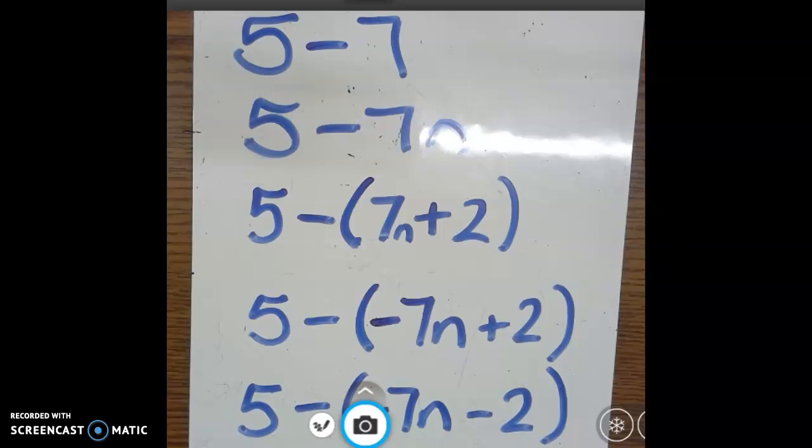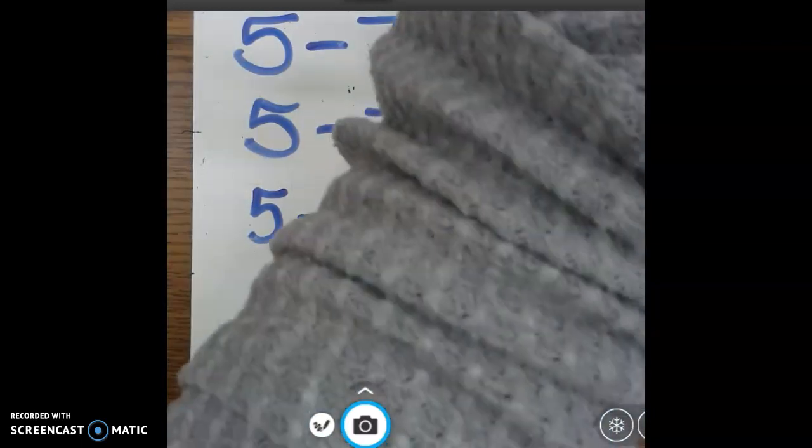Hey there, I wanted to answer your question about why subtracting a negative is the same thing as distributing a -1. So let's look at a couple of questions that I have on this whiteboard. The first one being 5 minus 7.